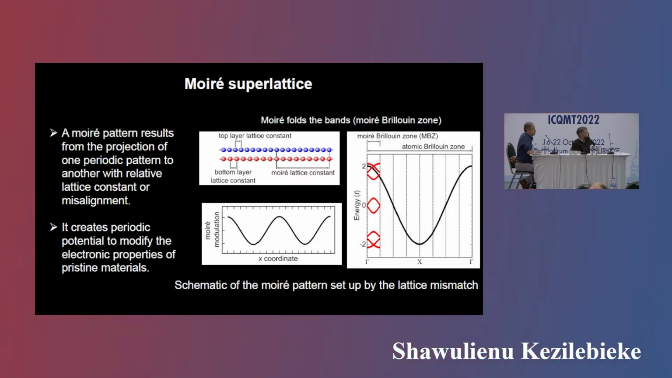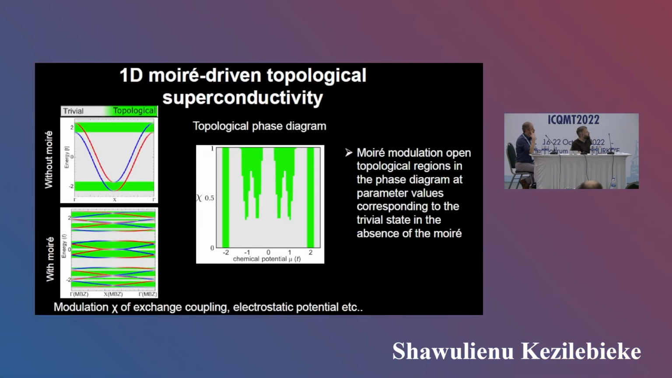And as a result of this, the original electronic band starts to fold into the so-called moire Brillouin zone, its own Brillouin zone. And this folding of the band also opens some small gaps, which are called moire mini bands, mini gaps. And as a result, you create some sort of periodic potential on top of your material, and this will modify the pristine electronic properties of your original material. Next slide, please.